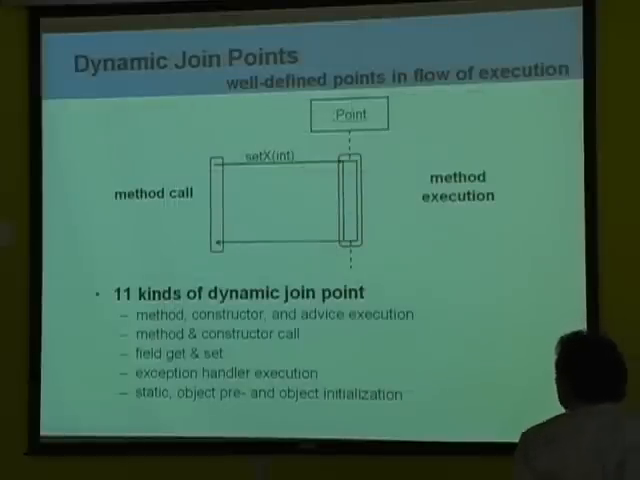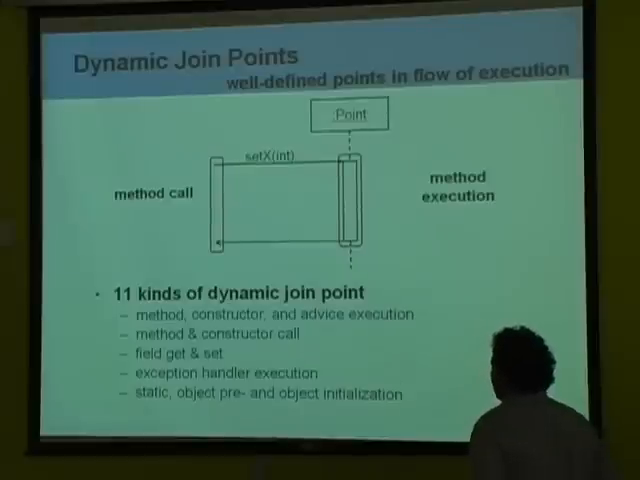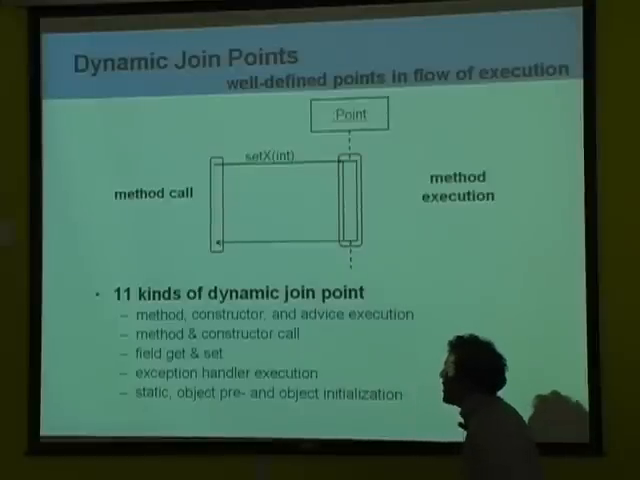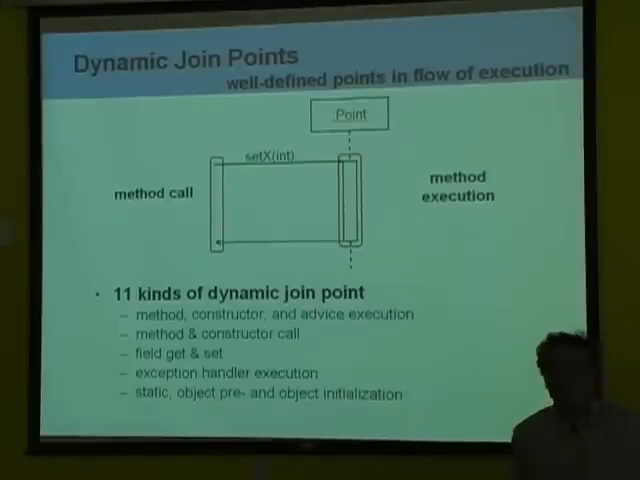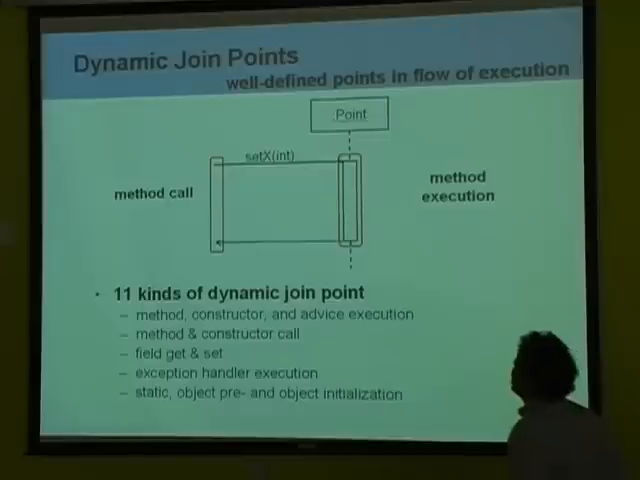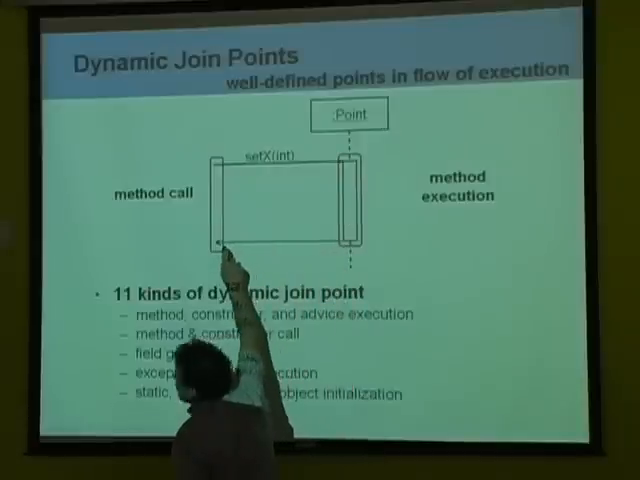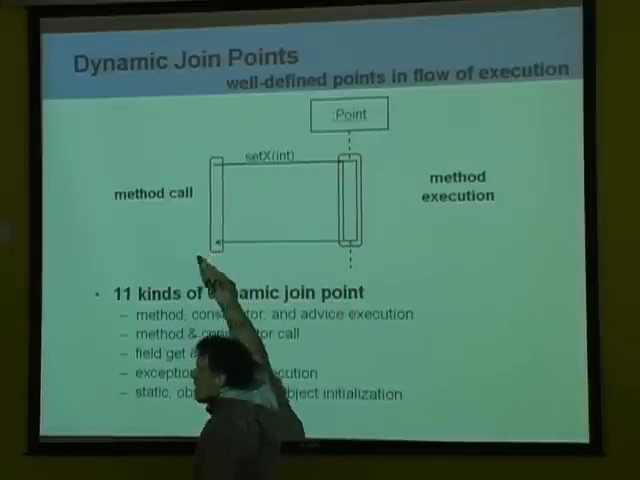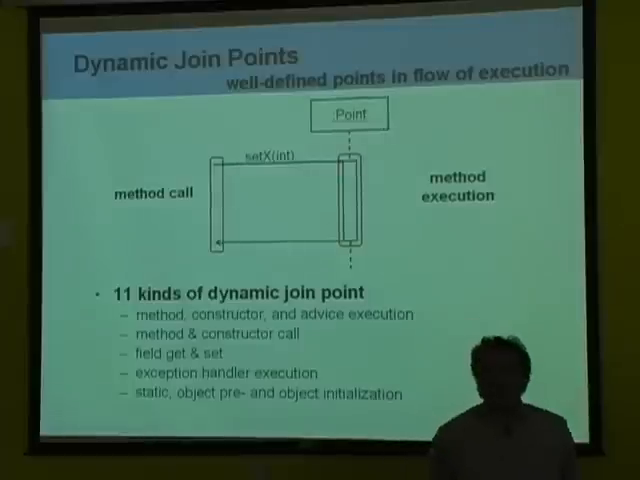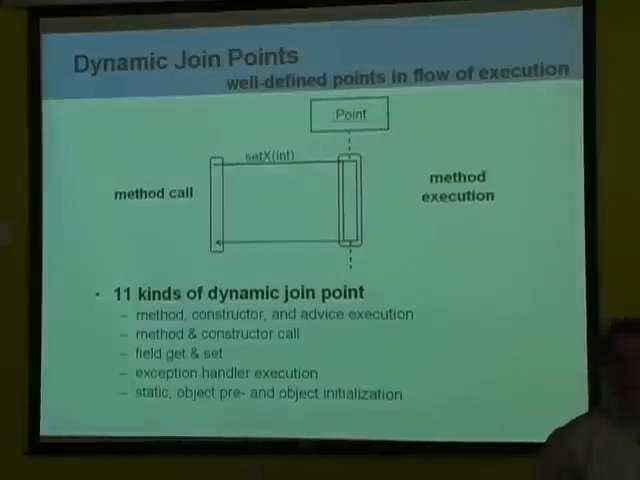And AspectJ has 11 kinds of them: method execution, constructor execution. It also has method call, right? So the execution happens here on the called object, and the call join point happens here on the calling object. And there's field get and set. And for this talk, you don't need to know them all, but there's a bunch of them. So that's not really a thing that AspectJ adds to Java. That's a thing that was already there, but AspectJ is giving it a name.